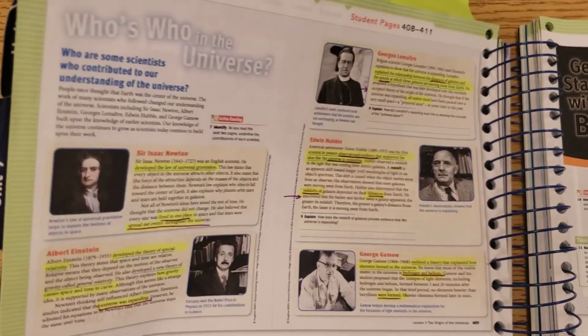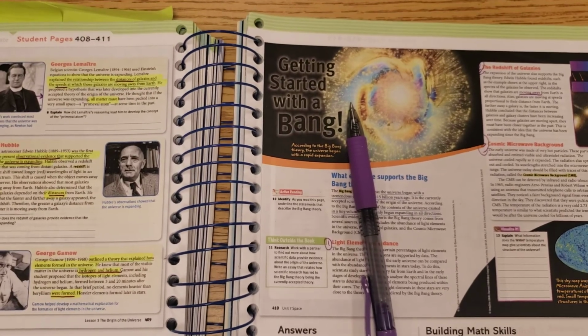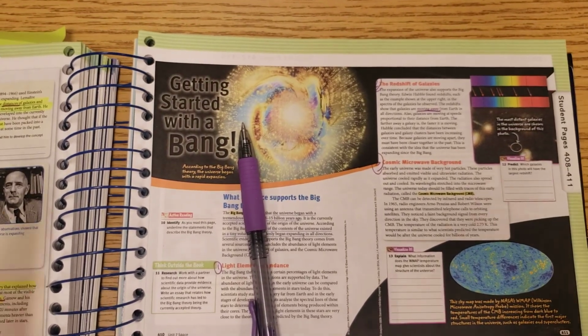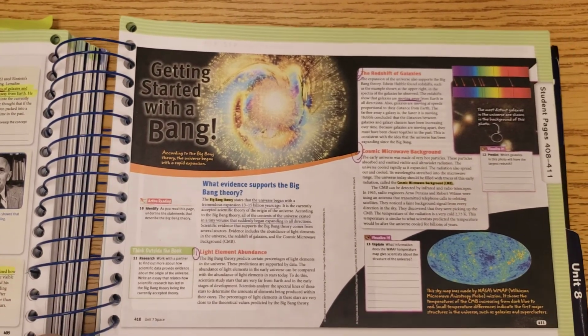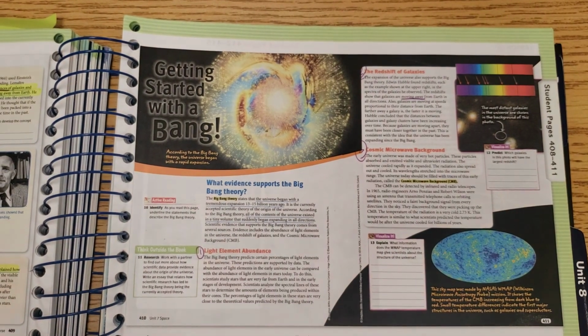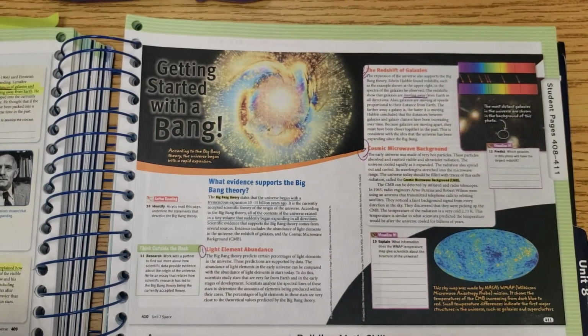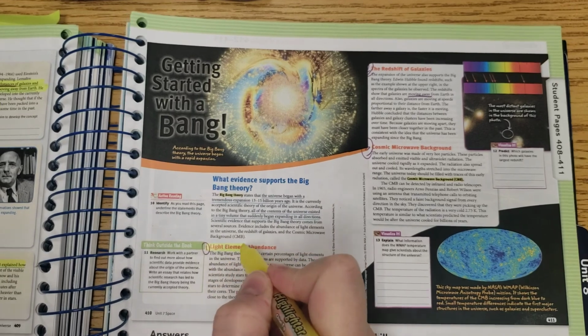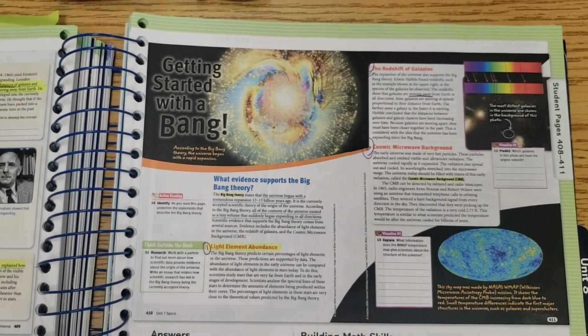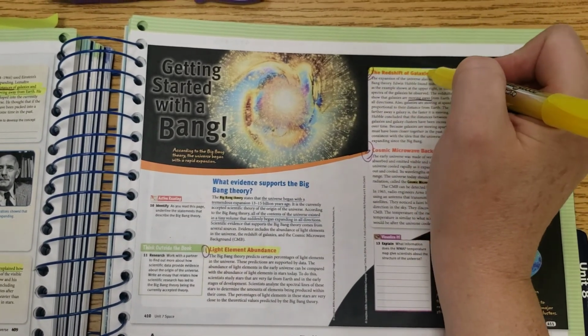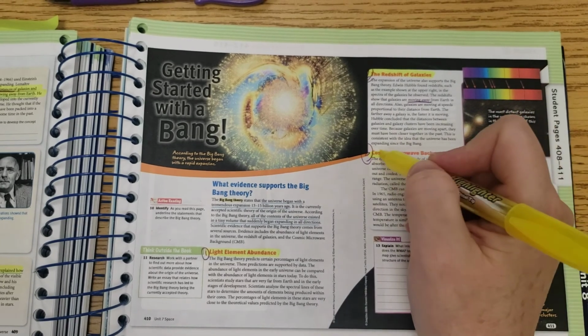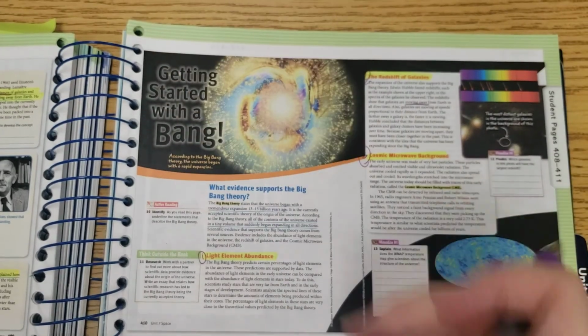All right, so moving on from our scientist study, we're going to come over here to our evidence for the Big Bang. So what is the evidence that scientists use? We've highlighted these in class. So we're going to say number 1, the abundance of light. Number 2, the red shifting of galaxies. And 3, the cosmic microwave background.